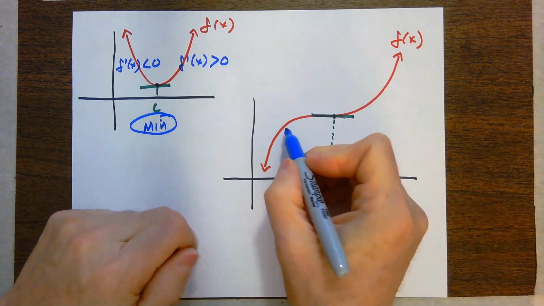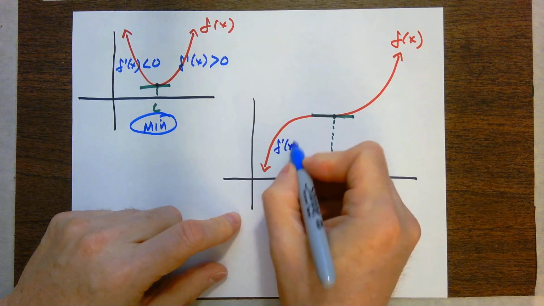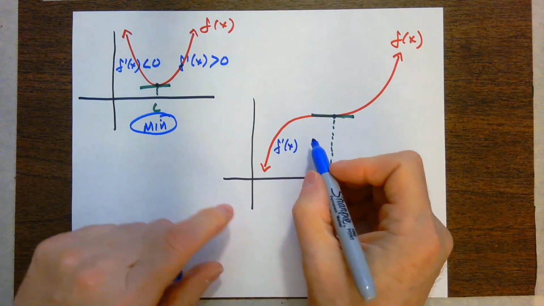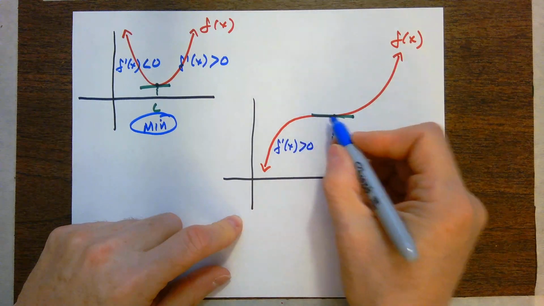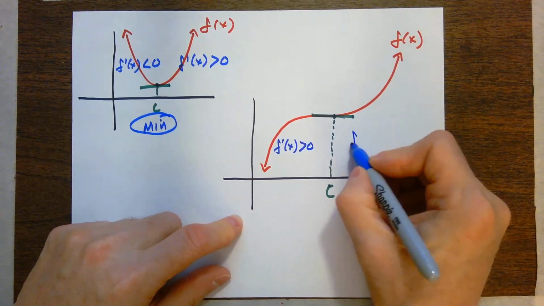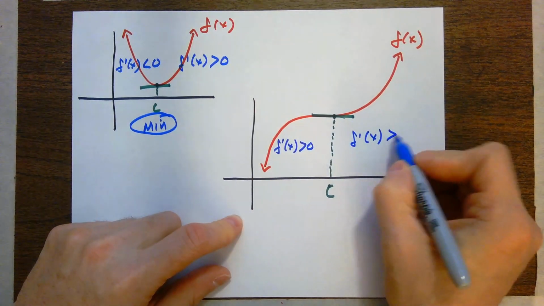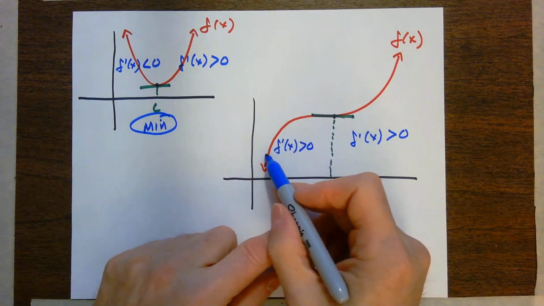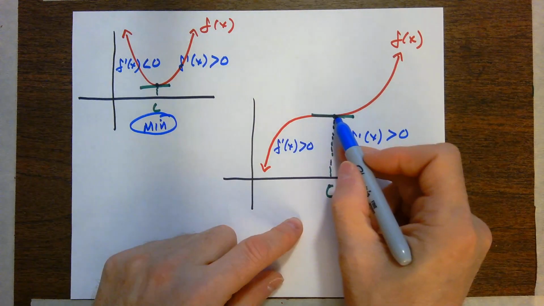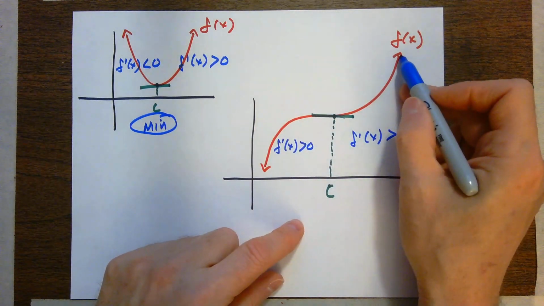But on this side, the derivative of f of x are all nice, well-behaved positive numbers. My tangent lines are positive. On this side of C, they're still positive. So it didn't change. The tangent lines are positive, positive, positive, positive, 0, positive, positive, positive, positive.